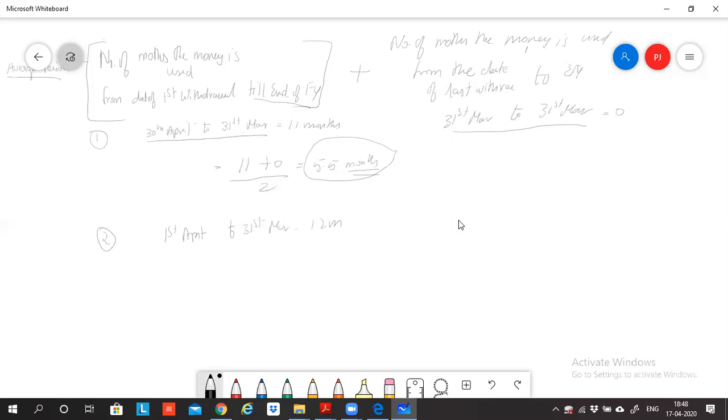Now here, the last withdrawal is happening in the month of March. But what is the time of withdrawal? It is withdrawn on 1st March, right? Number of months the money is used from the date of last withdrawal. Last withdrawal is happening on 1st March. So from 1st March to 31st March, how many months? 1 month. So 12 months plus 1 month divided by 2 will be 13 by 2. So what is 13 by 2? 6.5 months.